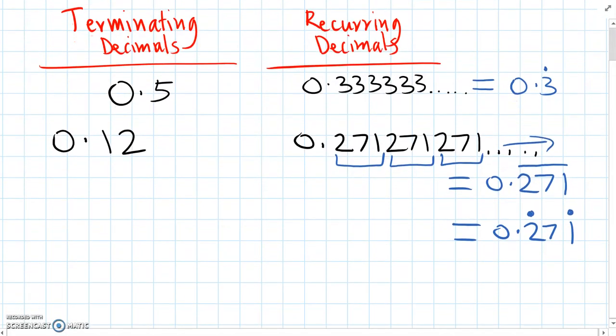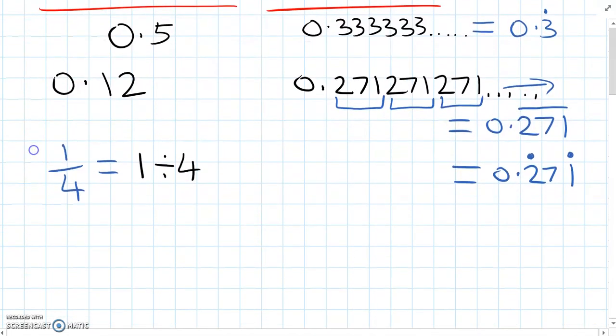So now that we've seen these different types of decimals, we need to work out how we actually figure out if a decimal is terminating or recurring. And the easiest way to do that is to go from a fraction and convert that to a decimal. So if we have a fraction of a quarter, remember that a fraction is the same as divide. So 1/4 is the same as 1 divided by 4, and we can do short division to figure that out.